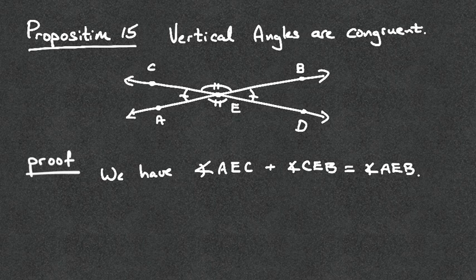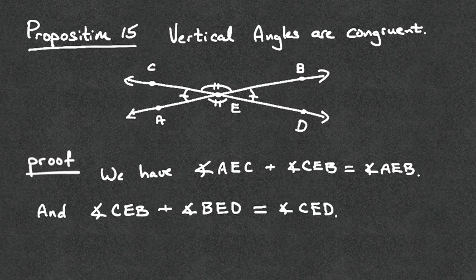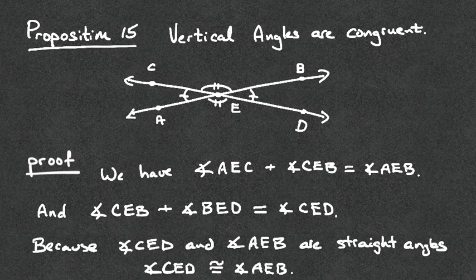We can see that angle AEC plus angle CEB will give us our straight angle AEB. And our angle CEB plus our angle BED will give us our other straight angle CED. Now, because angle CED and angle AEB are straight angles, that means that they are going to be congruent.